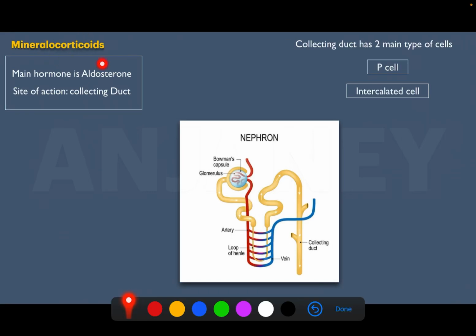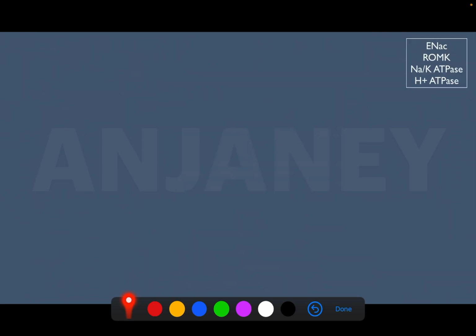Mineralocorticoids. The major one is aldosterone. Where does it act? Collecting duct. Here the aldosterone will act. Now what function it does, we'll study. Now this collecting duct has two types of cell, P cell and intercalated cell.